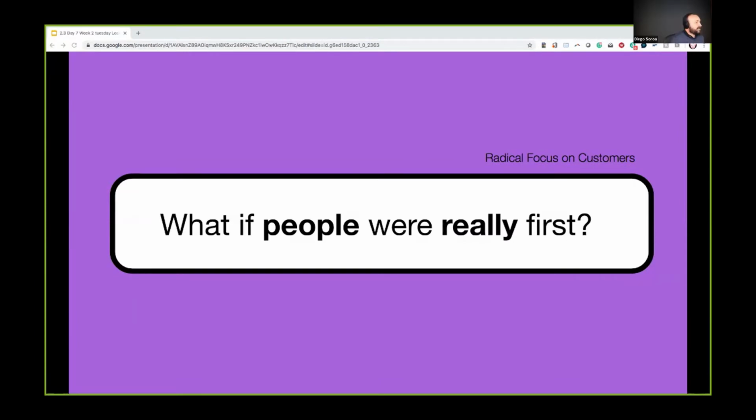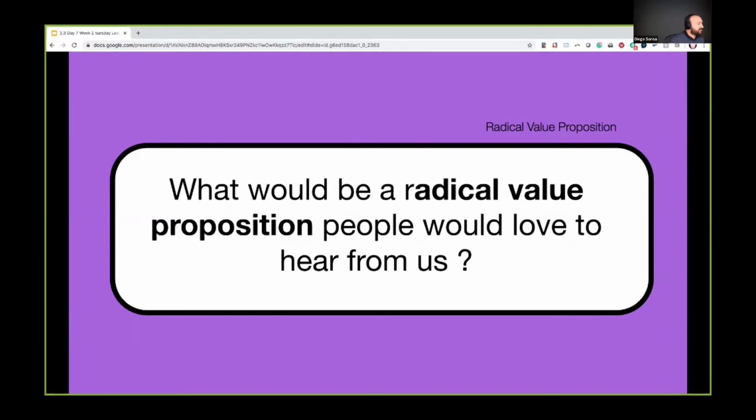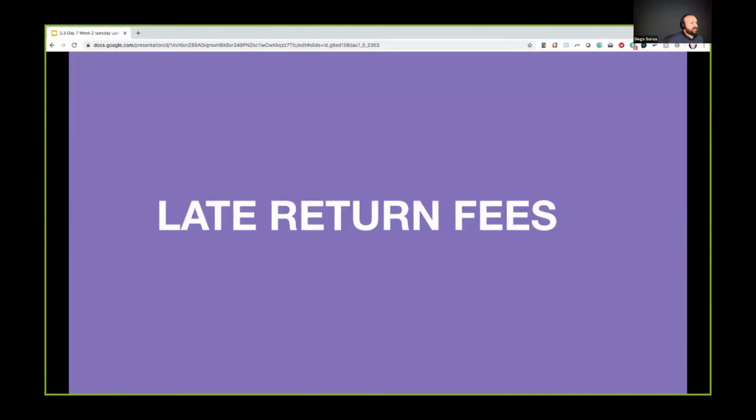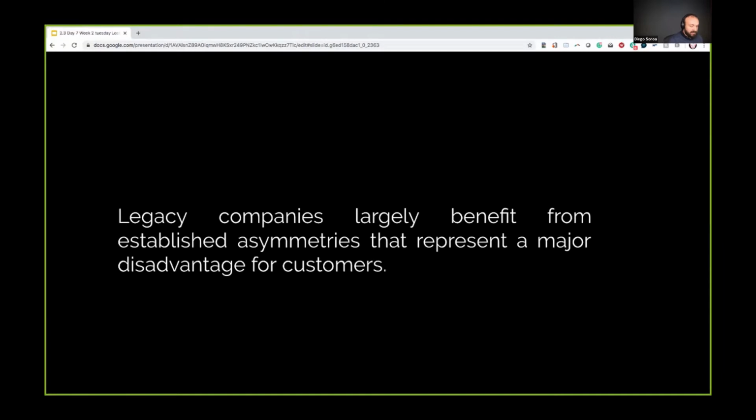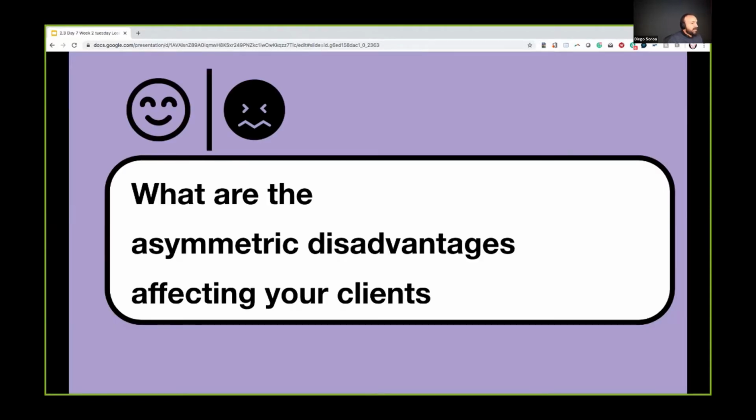Thank you. So yes, what if we had a radical focus on customers? What if we really put people first? And what would be a radical value proposition that people would love to hear from us? Of course, that is going to depend massively on the industry. We saw that late return fees killed Blockbuster, and we see that these kinds of practices are systematic. Many legacy companies largely benefit from established asymmetries that represent a major disadvantage for customers. So this is a question that we should be asking ourselves: what are the asymmetric disadvantages systematically affecting your clients?